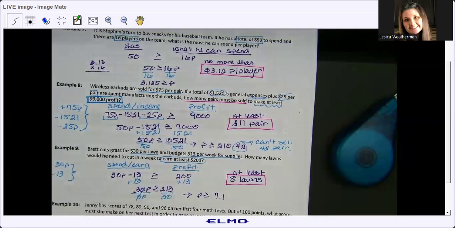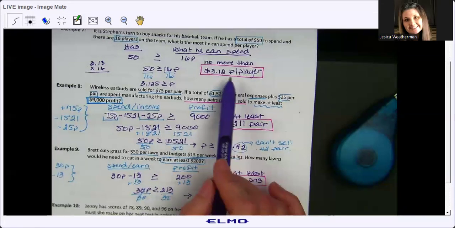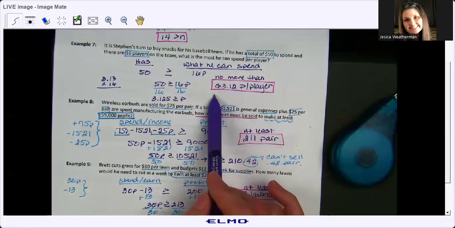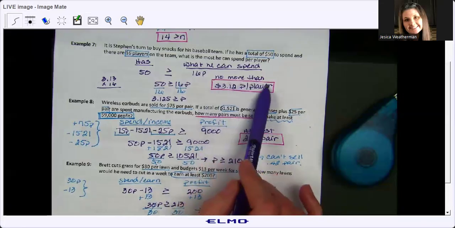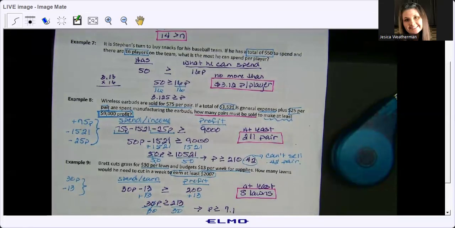And there was one thing I forgot to mention when we're dealing with story problems. Notice up here on example 7 where it says $3.12 per player. You should put no more than that amount. And for 211 pair, at least 211 pair. And for 8 lawns, you should have at least 8 lawns. So you need to add that verbiage to your answer in order for it to be fully correct. Okay.